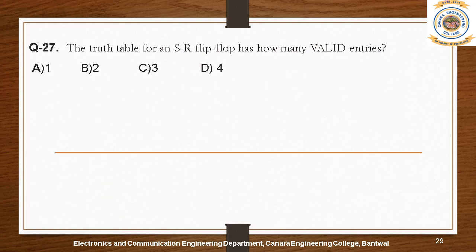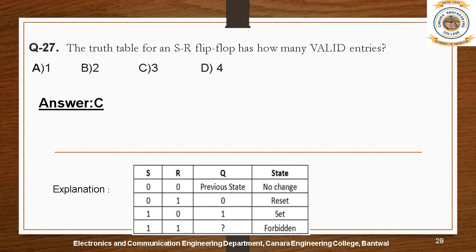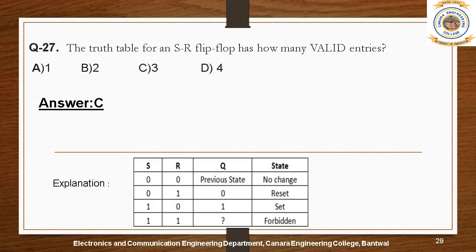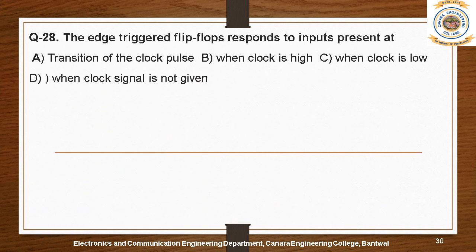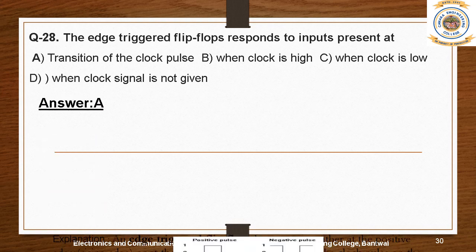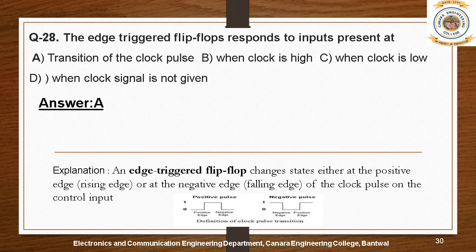Next, truth table of SR flip flop has how many valid entries? See the SR flip flop. How many valid entries? Only 3 valid entries. This one is forbidden. Next. The edge triggered flip flops respond to inputs present at transition of the clock pulse. Same again.